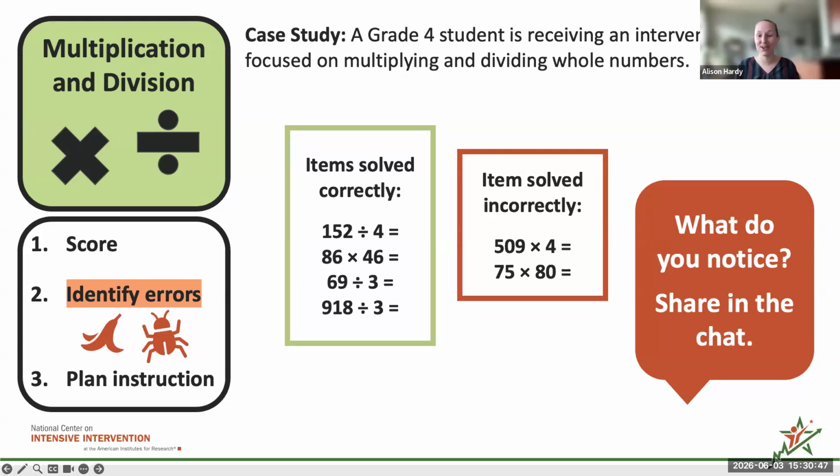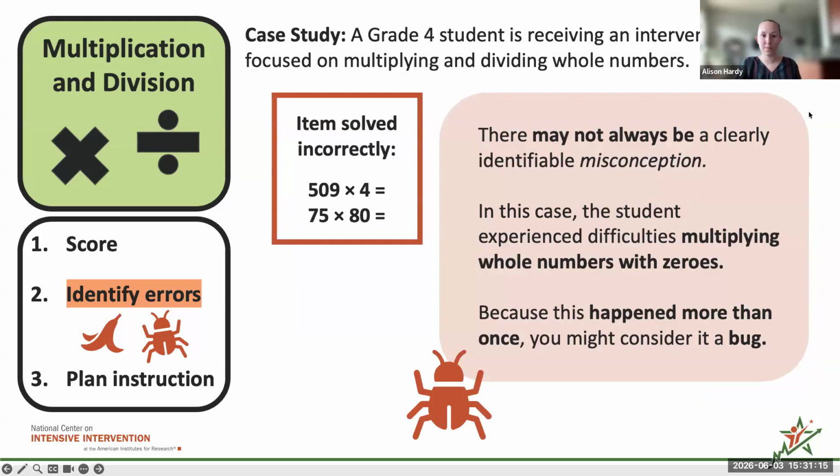Yeah, trouble with zeros. And gosh, it headed me back to addition and subtraction because I'm a former second grade teacher. Subtracting across zeros is a major feat in second grade. So it looks like this student has some difficulty when the factors in a multiplication equation have a zero in them.